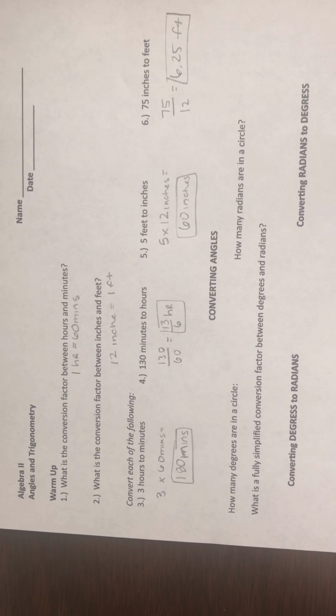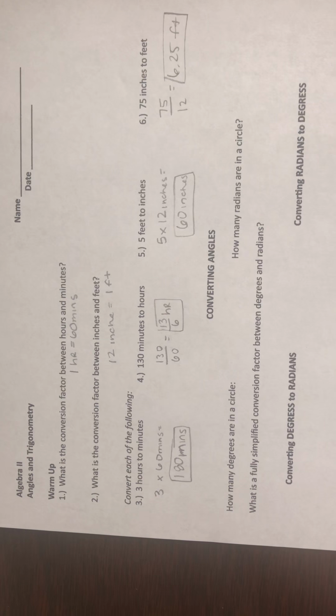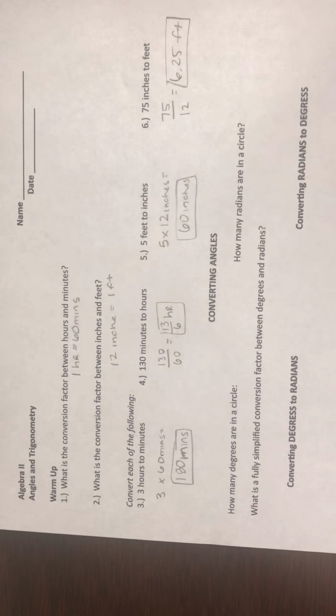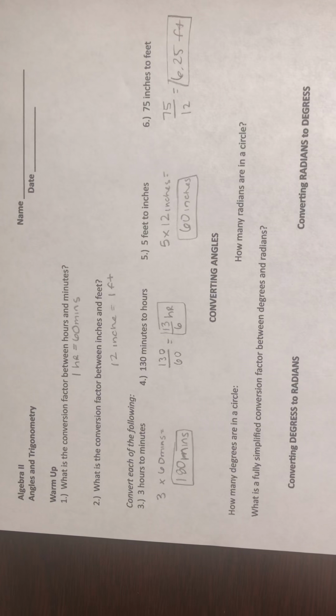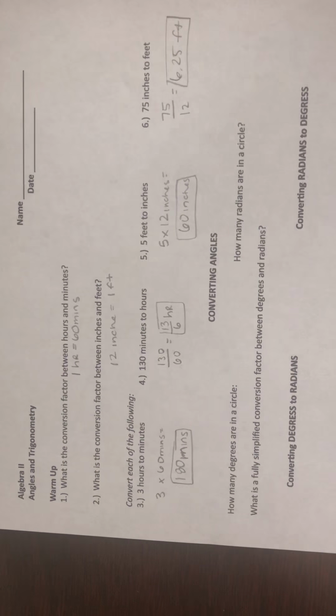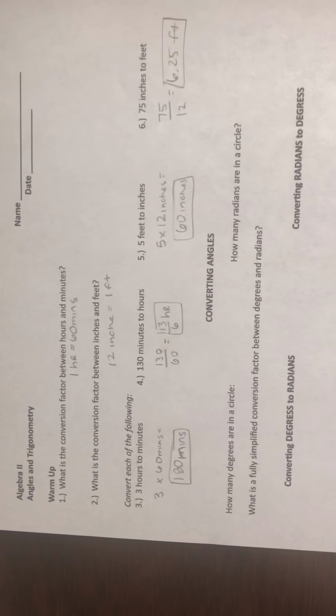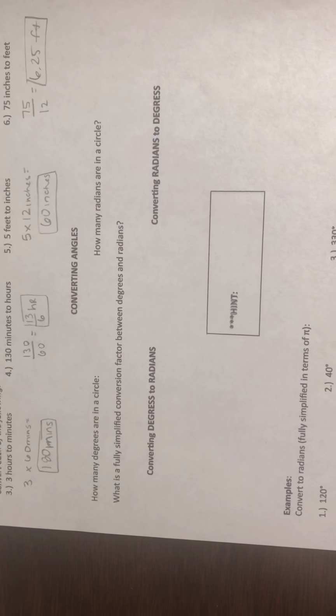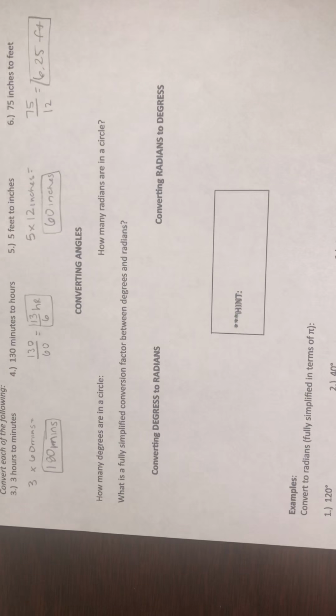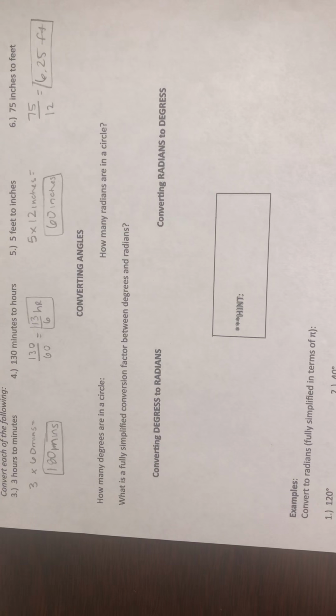In your warm-up, if you could just look at the answers, you worked on simple conversion factors. That's exactly what we're going to do today, except with this new thing called radians. We're going to go from degrees to radians and radians to degrees. Before we do that, we need to know some information. The first thing we need to know is how many degrees are in a circle. There's 360 degrees in a circle, if you remember from your geometry class.